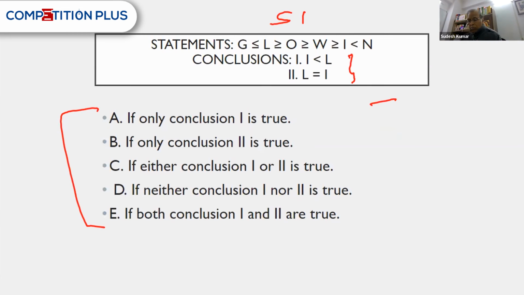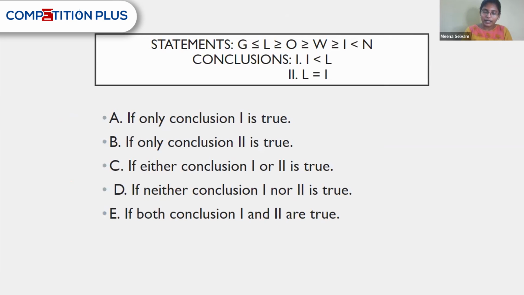As I told you already, you should have some attention when you're choosing option C and D. That is both the conclusions are true and either or. So whenever you're choosing, you should pay some attention, think well and choose.